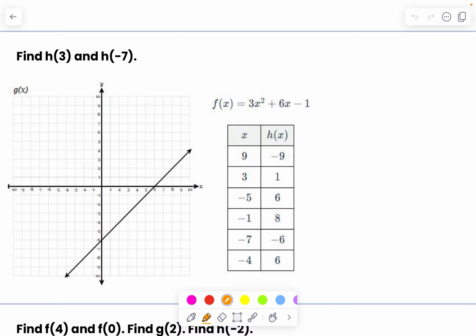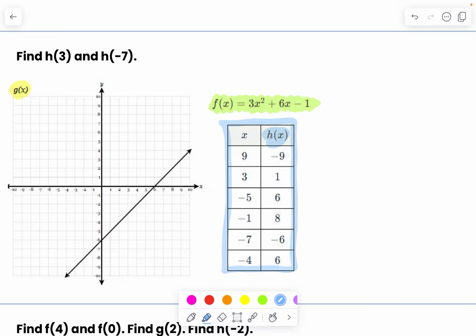Let's hop into it. So here's our first example. You can see that we have a graph g of x. It's really important to pay extra close attention to the labels. So the graph is g. The equation is f of x equals 3x squared plus 6x minus 1. Looks kind of crazy. And h of x is in the table. Okay, so we have three different representations. We have the graph on the left, the equation on the right, and the whole table of x and y values for h.